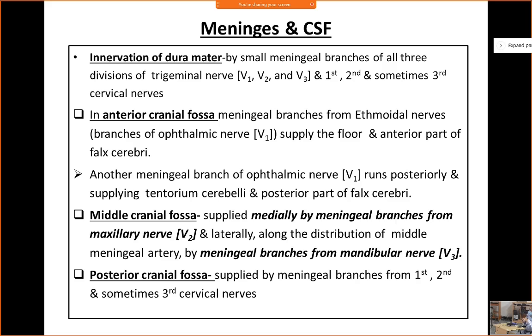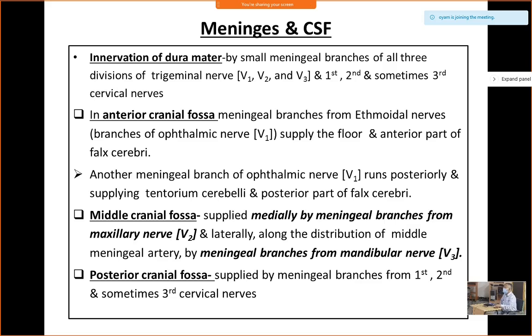Then the posterior cranial fossa. It is mostly supplied by meningeal branches from the first and second cervical nerves. Sometimes the third cervical may also contribute. So if we have cervical spondylosis, what will happen? The bones erode and get damaged, and ultimately the cervical spinal nerves get compressed or irritated.